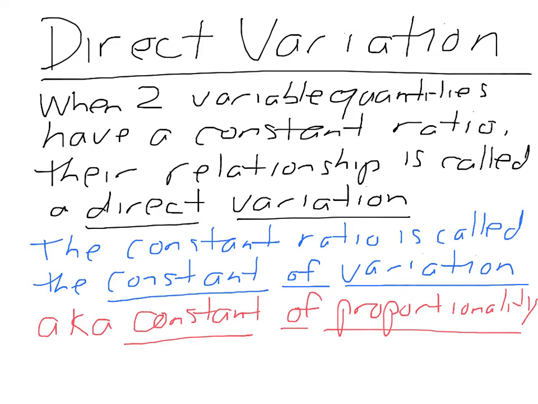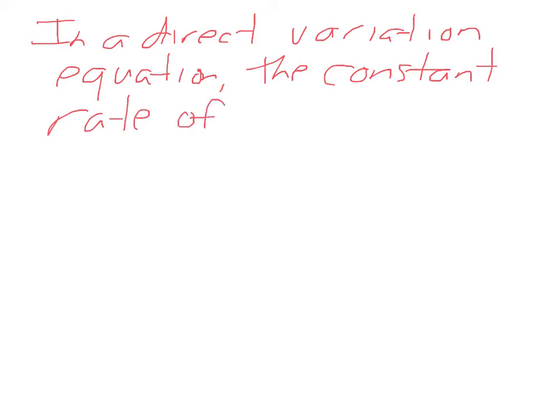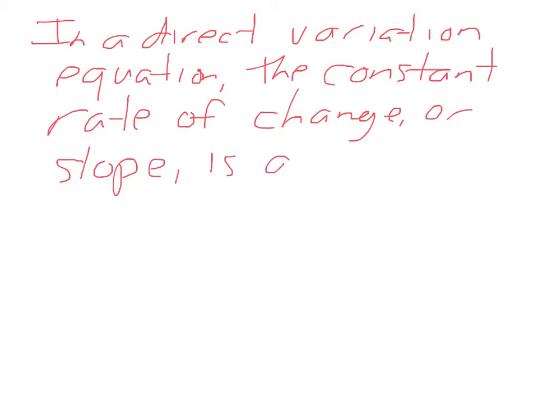Matter of fact, in a direct variation equation, the constant rate of change, or the slope, as we sometimes call it, is assigned a special variable.